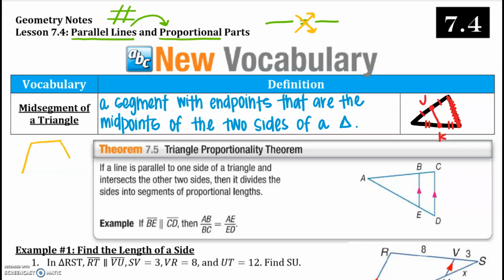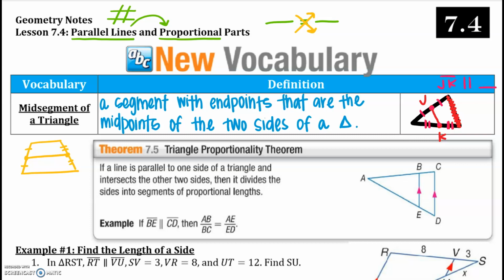Before, we have talked about the midsegment of a trapezoid. So remember, the midsegment talks about a point that is in the middle of one of the different sides. Same thing goes with the triangle. If you notice, I have a midpoint, point J, and a midpoint, point K. That midsegment, JK, is going to be parallel to the side of our triangle that it is parallel to.